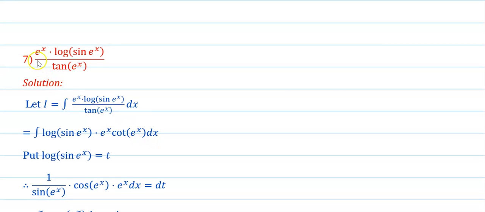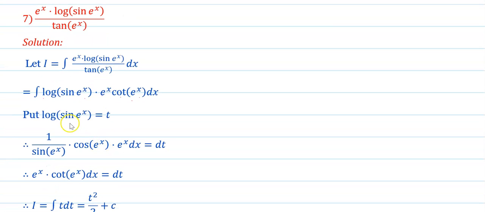Problem number 7. e raised to x into log of sin of e raised to x upon tan of e raised to x. Okay, therefore now let I is equals to integral e raised to x into log of sin of e raised to x upon tan of e raised to x into dx. Now see this here, 1 upon tan of e raised to x means what? Cot of e raised to x. Keep this e raised to x as it is. Okay, now this substitution. आता log of sin of e raised to x ला आपण काय कन्सिडर करणार ते तर t करणार.